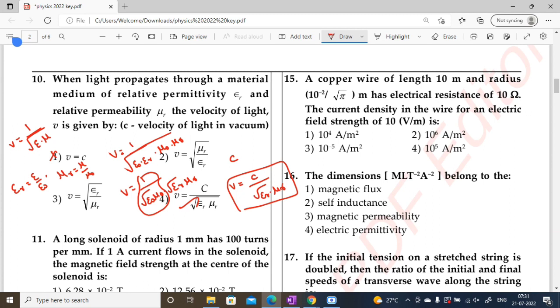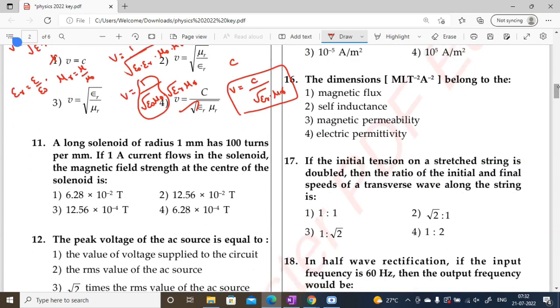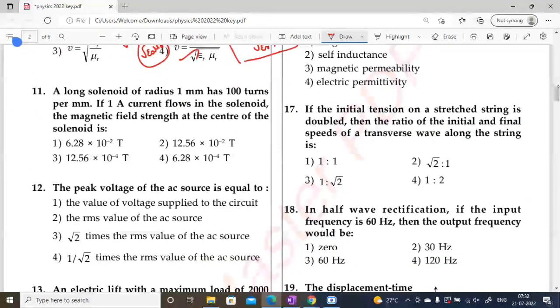This is a complete relation based question, so no need to get into the other fact. So we can directly solve and get the answer, right? Next question, a solenoid based question. Of course, every year we expect a solenoid based question. So if you would have revised solenoid, it will be a very easy question.